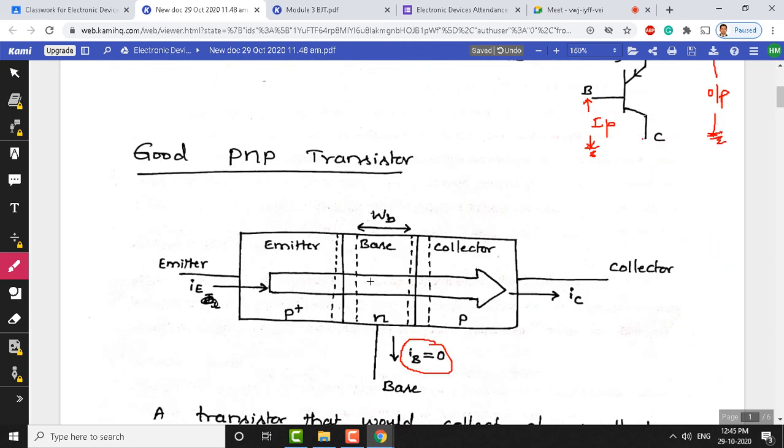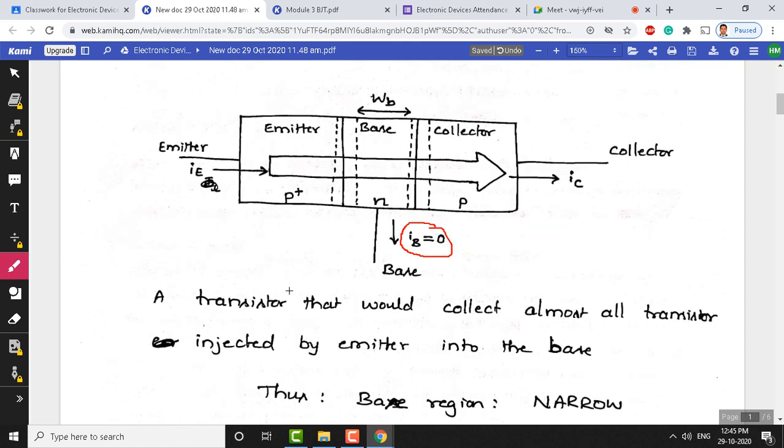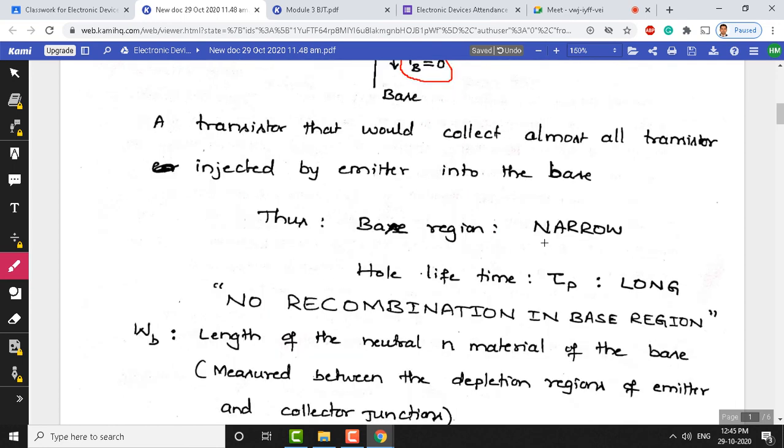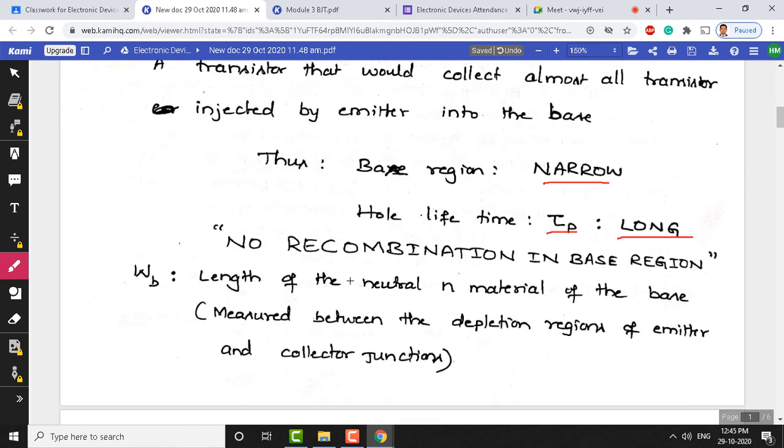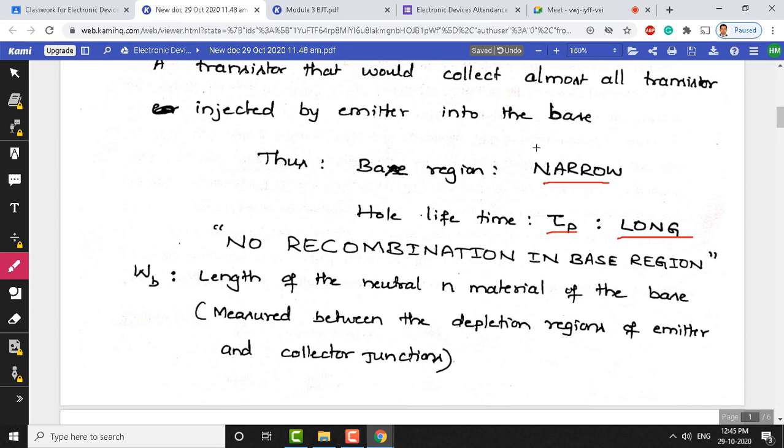For a good PNP transistor, the holes that are injected from the emitter should reach the collector. That means there must be 0 base current here. So, such a transistor is called a good PNP transistor here. So, the base region must be narrow, that is what we told here, and the hole lifetime tau p should be very long. Okay, so that is another condition here, and there is no recombination in the base region. So, you should not give scope for recombination within the base region, that is why the base region is made very narrow. Okay.